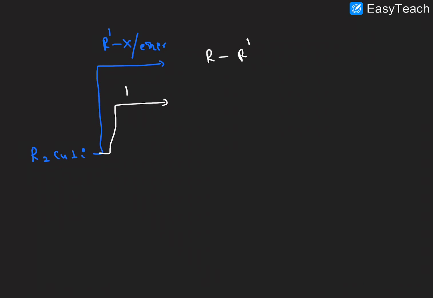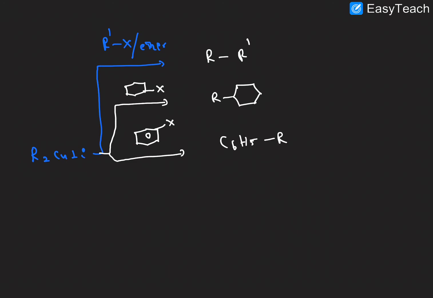And next one, it's going to react with this one. What is the product we will get here? R-cyclohexane. This is a cyclohexyl halide. And next one, aryl halides. Even with aryl halides a reaction takes place here, giving C6H5-R, like toluene, right? R may be methyl, that is toluene.